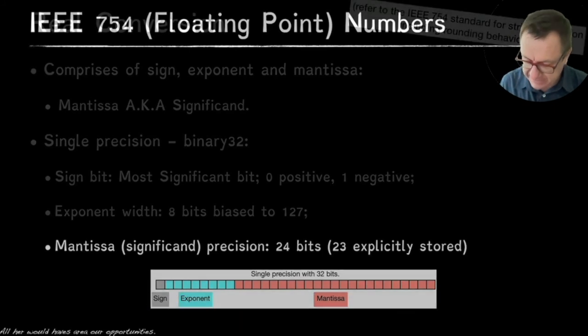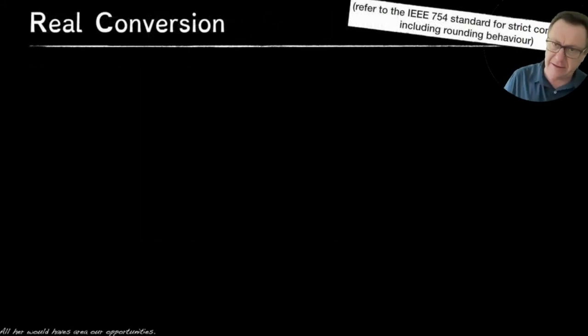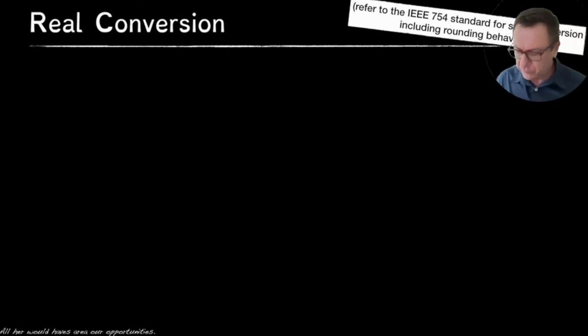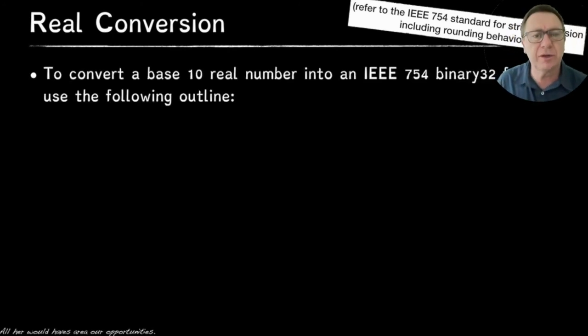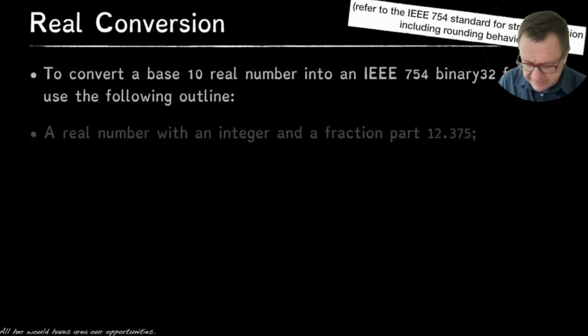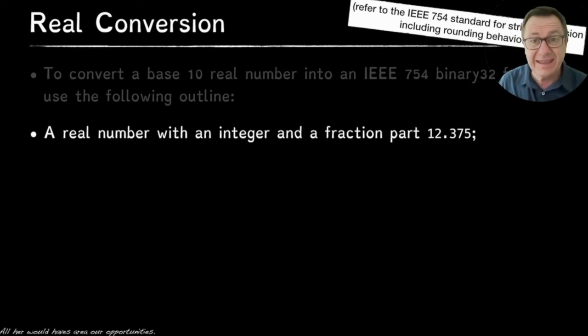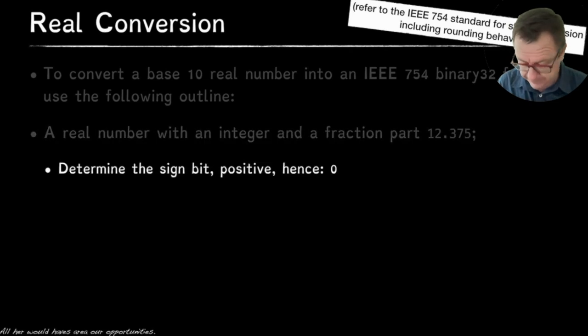So let's have a look. And I've put that up there so you can see it, where you should be referring to when we do strict conversions. So to convert a base 10 real number into the IEEE 754 binary 32, this is what we do. Here's the number we're going to work with, 12.375. So we determine the sign bit, positive, so it's 0.